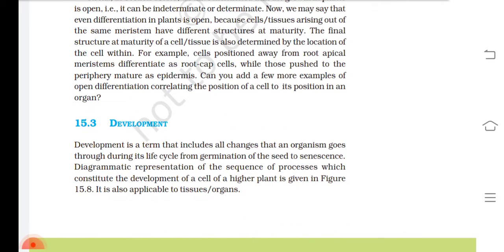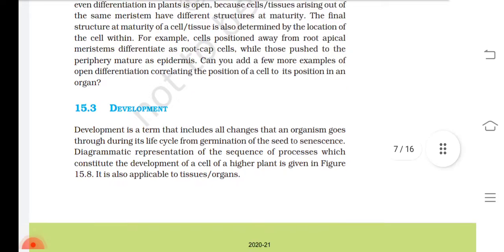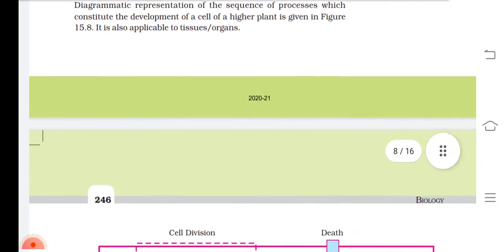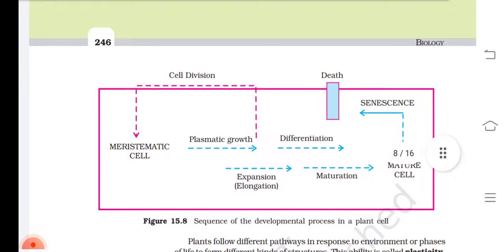15.3 Development is a term that includes all changes that an organism goes through during its life cycle, from germination of the seed to senescence. Diagrammatic representation of the sequence of processes which constitute the development of a cell of a higher plant is given in figure 15.8. It is also applicable to tissue or organ.